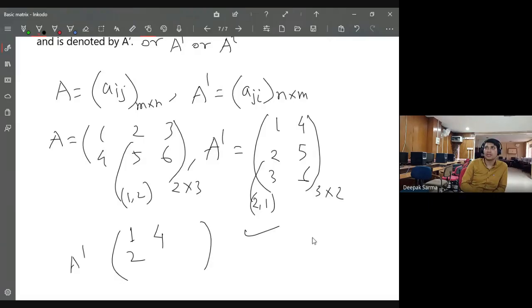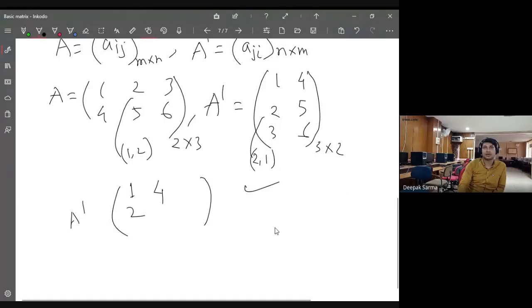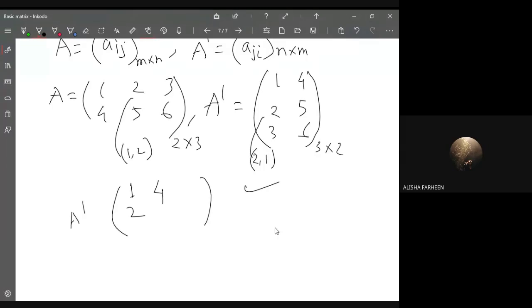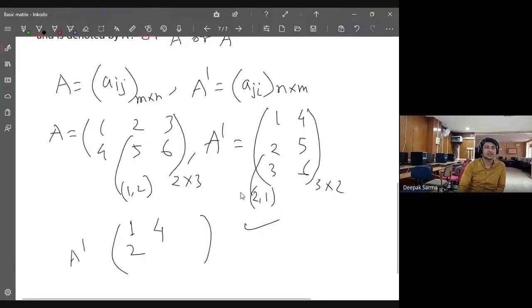Any question from any of you? Can you please explain this part again? I'm confused. Which part? The thing you said now, 1 and 2, A dash. Okay, yes, let me explain everything.